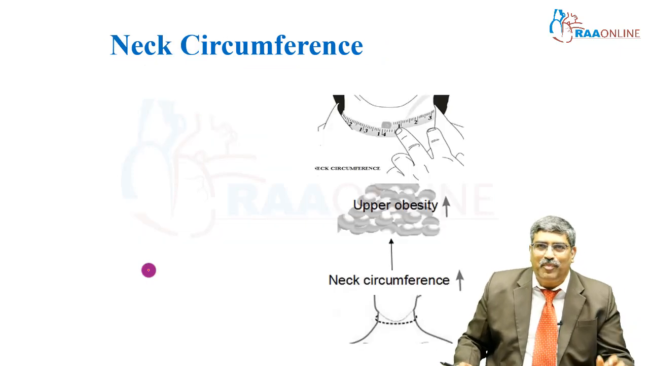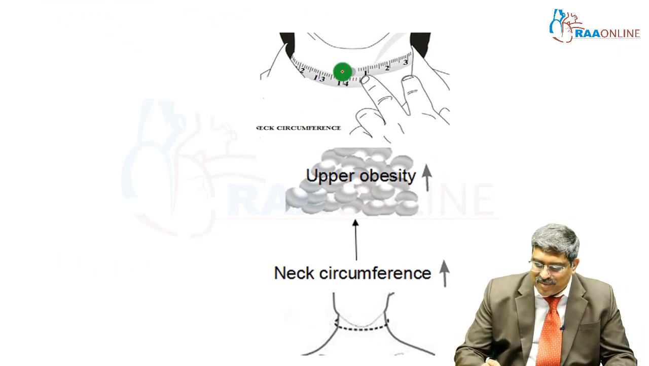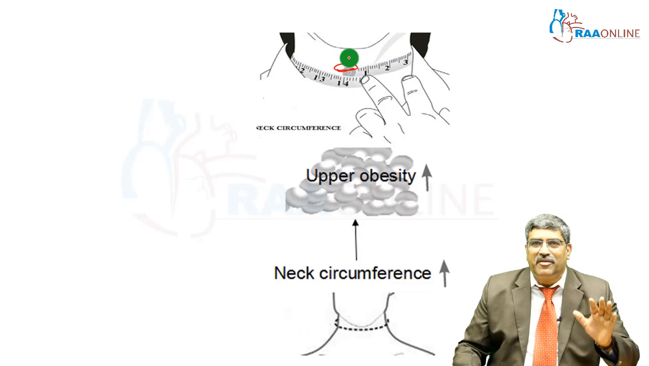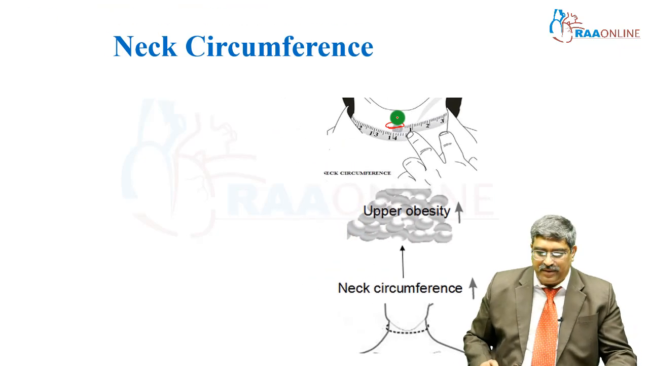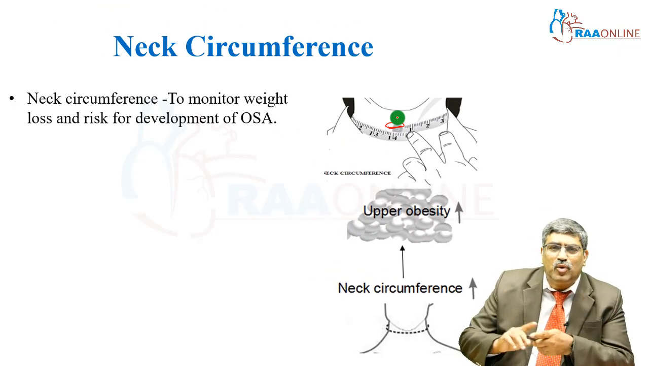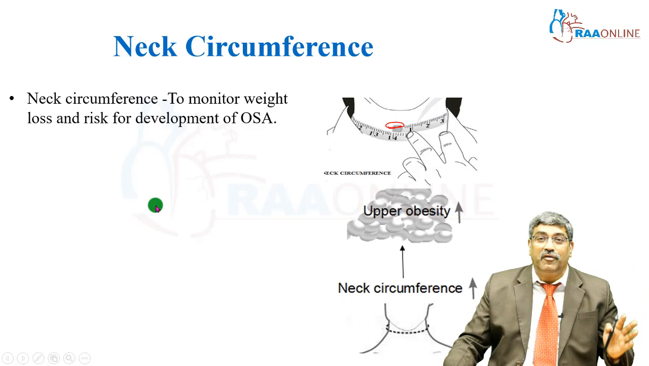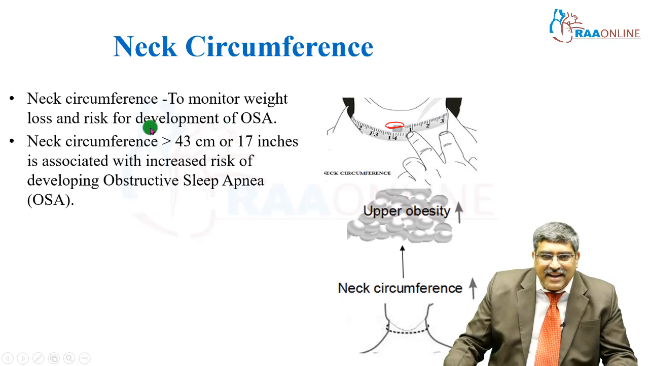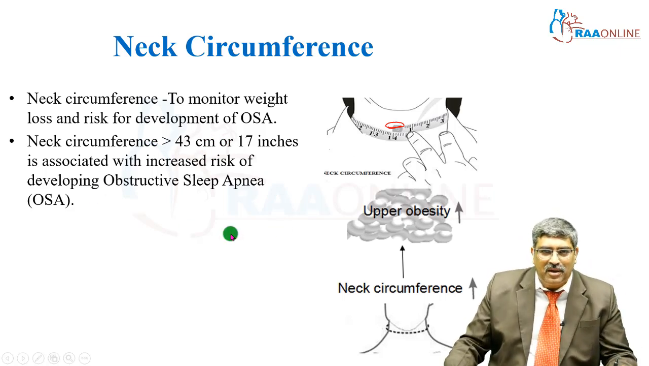Now coming to another important measurement, which is called the neck circumference. Usually the neck circumference is measured just below the cricoid cartilage. And whenever your neck circumference is high, it is always a form of upper obesity. The neck circumference is usually done to monitor weight loss and see whether there is any risk of development of obstructive sleep apnea. When the neck circumference is greater than 43 centimeters or 17 inches, it is associated with development of obstructive sleep apnea.